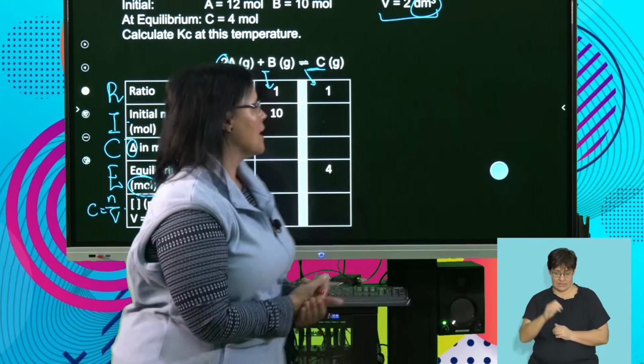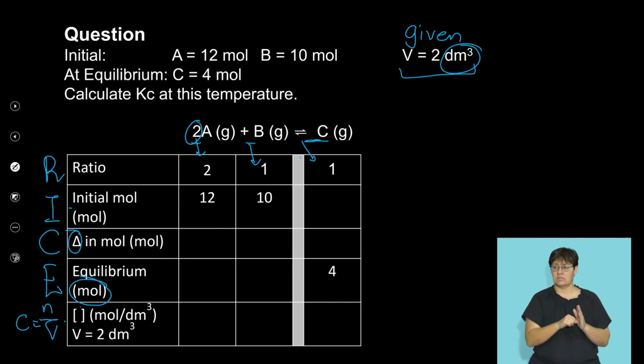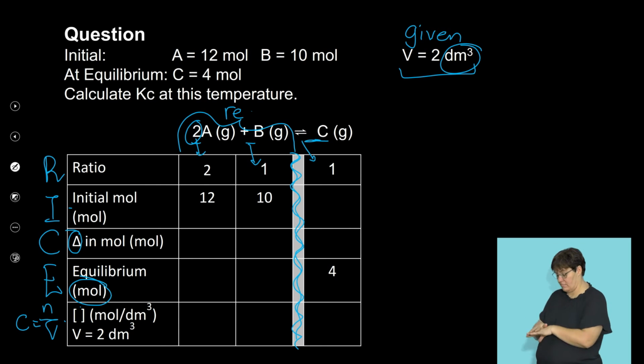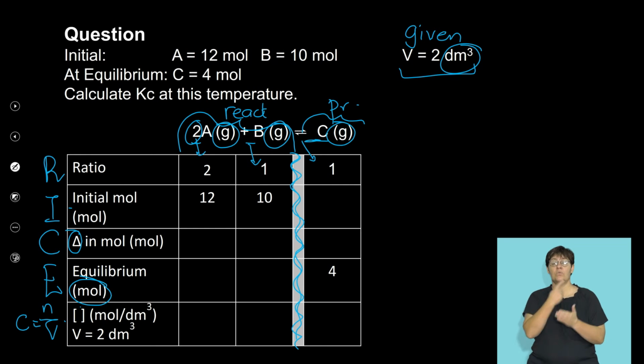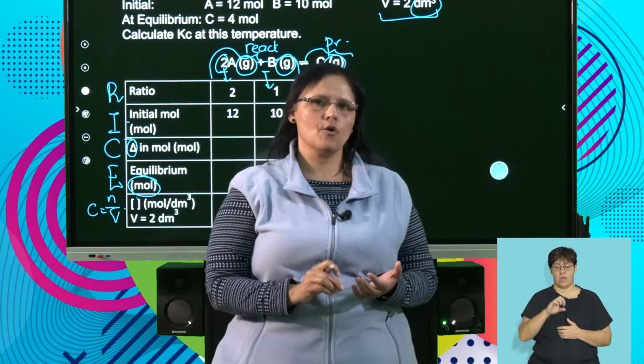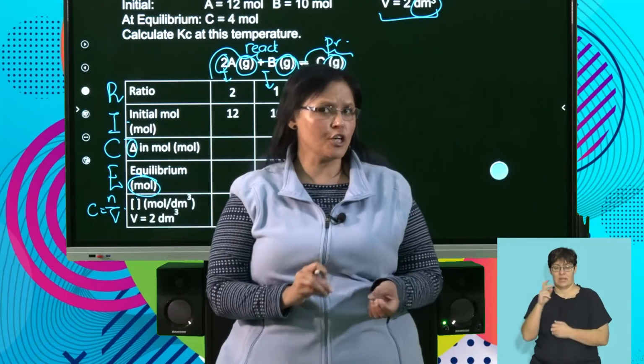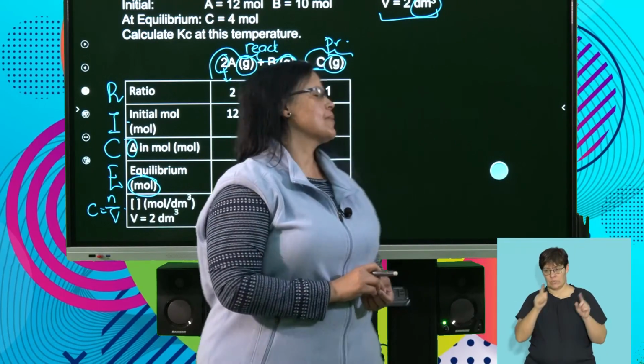Right, are we ready? What's very important is that I want you to note this line here that's very bold. That bold line is an indication that whatever is on the left-hand side is my reactants, and whatever is on the right-hand side is my products. I want to focus your attention again that we only use gaseous or aqueous substances when we work out the Kc. We do not use liquids and solids.